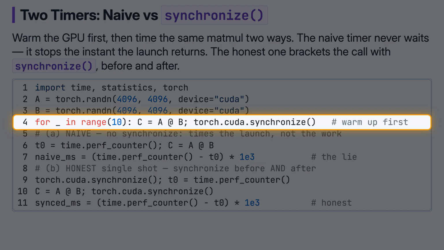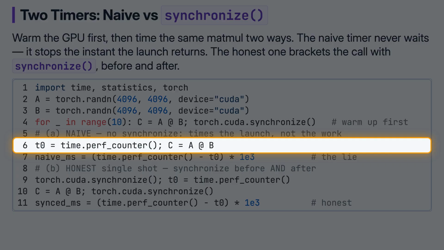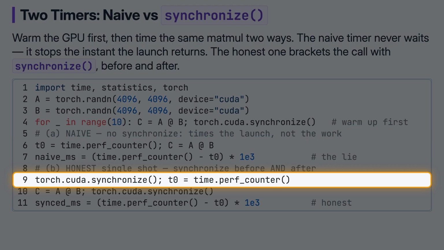Part 2, time it honestly. 3 small habits turn the lie into a number you can trust. Warm the GPU first. This line runs the matmul a few times. That makes the comparison fair. The cold first call comes later. Block A is the naive timer with no synchronize. It stops the moment the launch returns, so it lies about the work. Block B is honest. It calls synchronize before and after the matmul, so the reading spans the whole kernel. We use perf counter, a high-resolution wall clock, the same one the capture used.